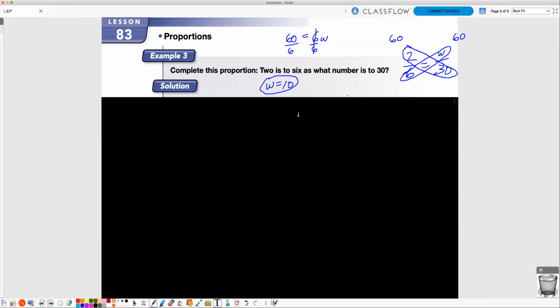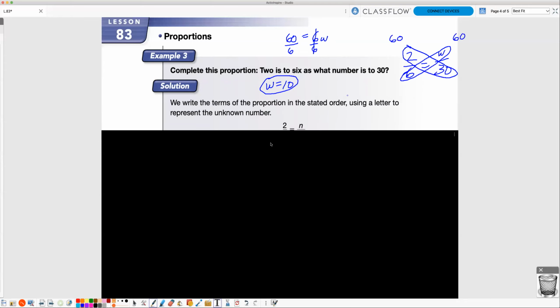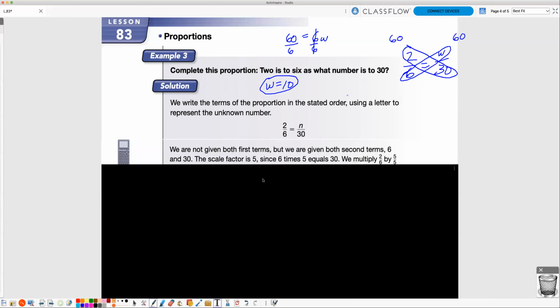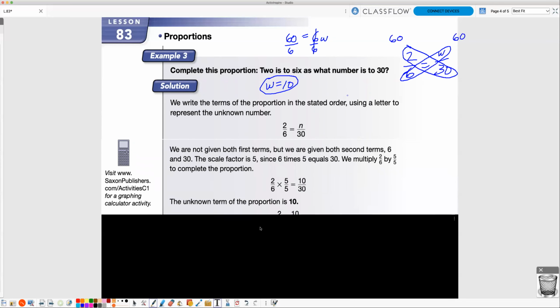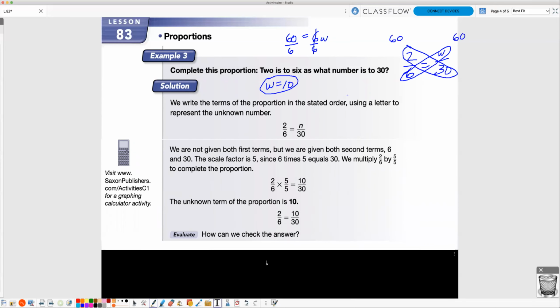So W would be 10. And you can write that with any letter you want, but the unknown term in the proportion would be 10.